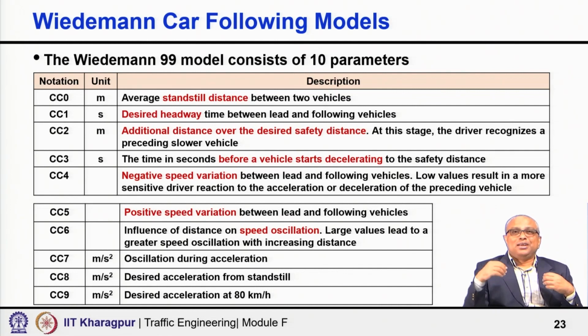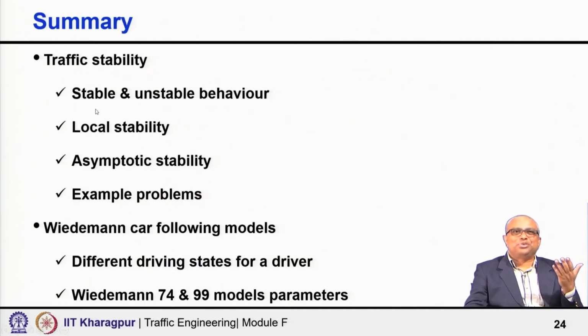So, what I discussed today is about traffic stability, unstable and stable behavior, local stability, asymptotic stability, and also example problems to explain. Then I very briefly introduced you to the Wiedemann car following model, the different driving states and how things happen, and then indicated the model parameters used in the Wiedemann 74 and Wiedemann 99 models. With this, I close this lecture.